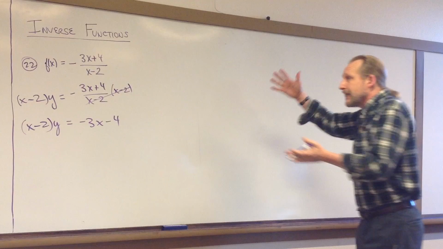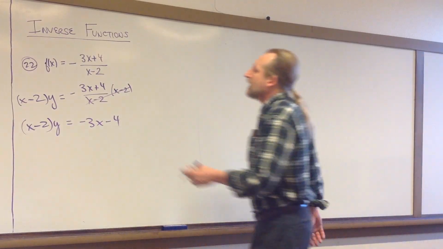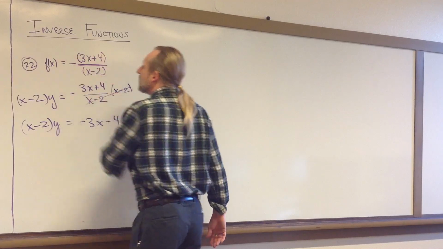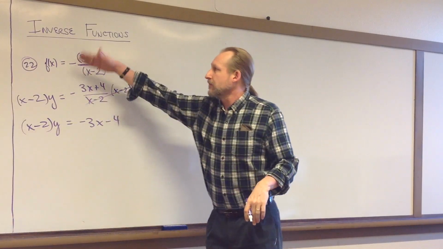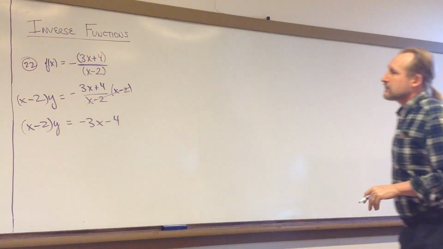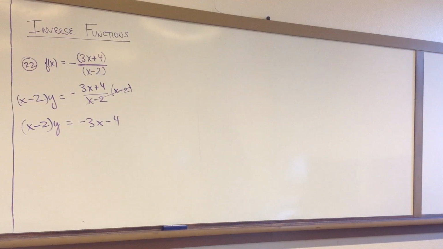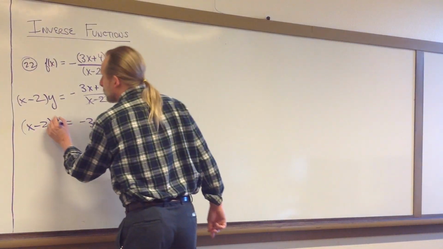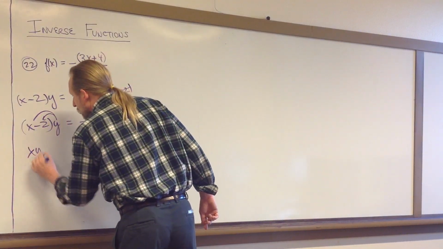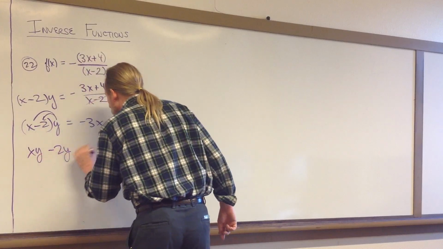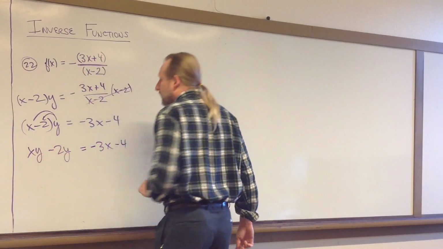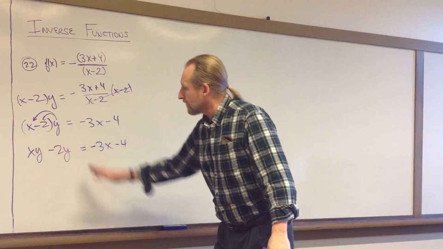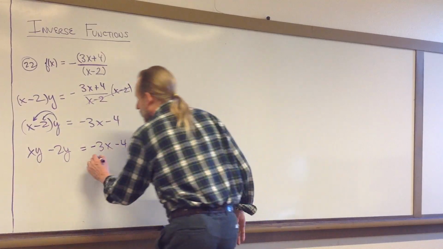Again, that negative sign gets distributed, right? Anytime that it's out in front of a fraction like this, that means it's either going to get distributed to the top or the bottom. That's up to you, okay? But it has to get distributed. All right, so now I'm going to distribute the y. And this will be xy minus 2y equals negative 3x minus 4. So, let's move the 3x over here, move the 2y over here.